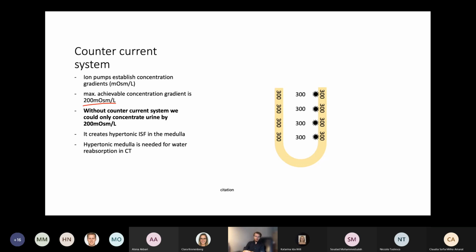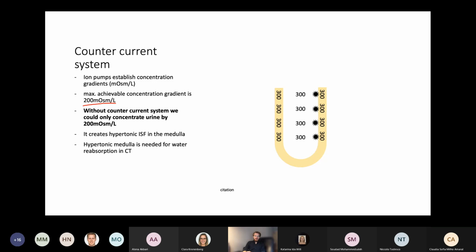For this, the body has developed something rather ingenious, which is something called the countercurrent system. The exact mechanism of the countercurrent system, again, is something that is absolutely crucial for the exam. And I hope I can do a good job of explaining it to you today, so you're going to be able to explain it in the examination as well.